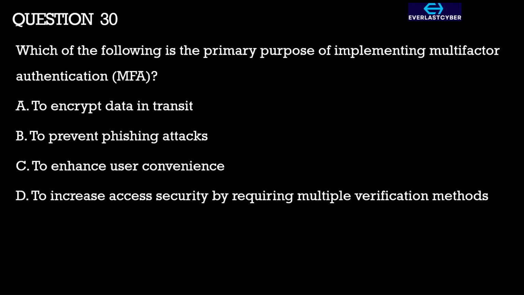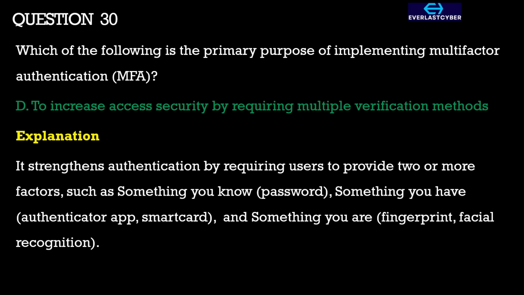Question 30. Which of the following is the primary purpose of implementing multi-factor authentication? A. To encrypt data in transit. B. To prevent phishing attacks. C. To enhance user convenience. D. To increase access security by requiring multiple verification methods. For this, we'll be going with option D.